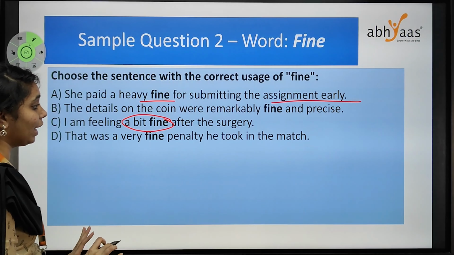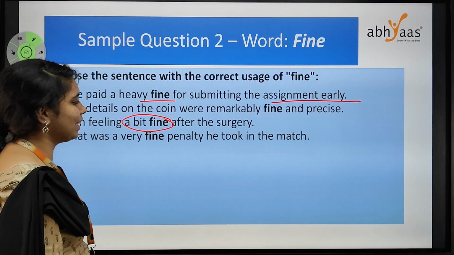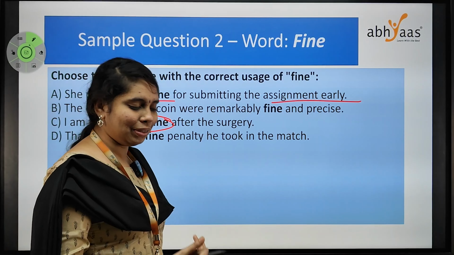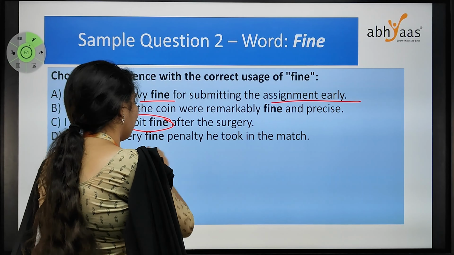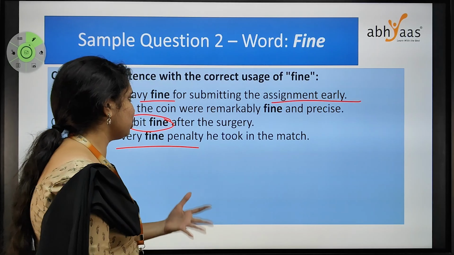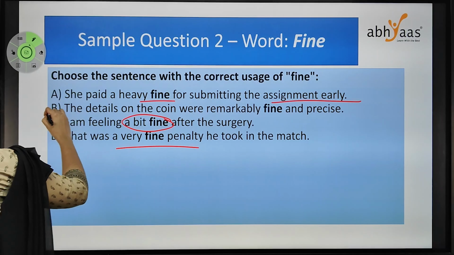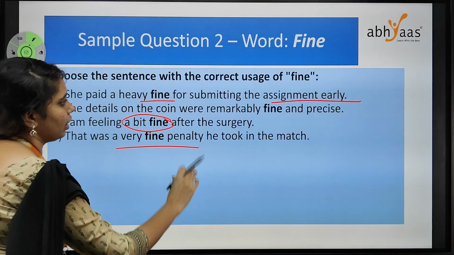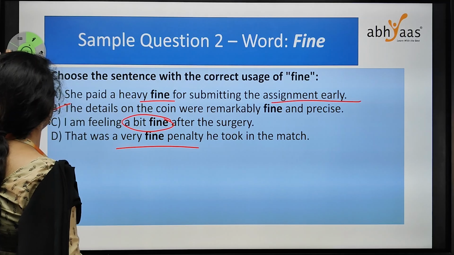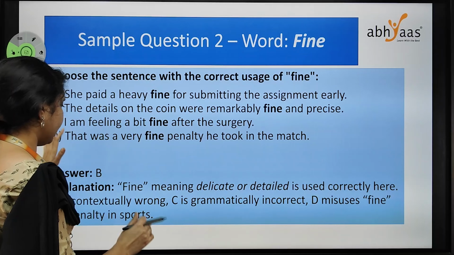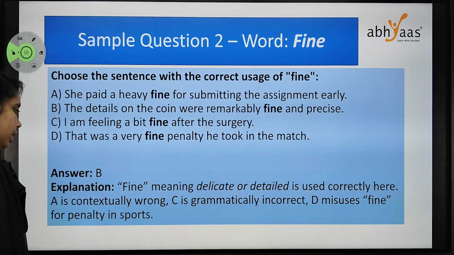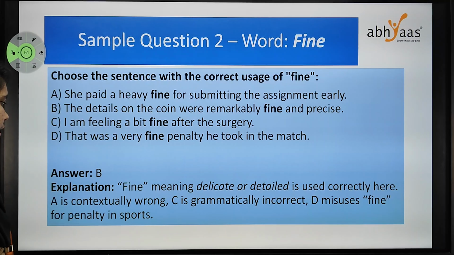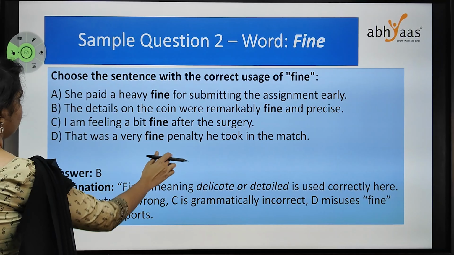That was a very fine penalty he took in the match. Do you say fine penalty? You can either use fine or you can use penalty. How can you combine both the words? So it's very clear here. It should be B. Here, fine means very detailed, very delicate and detailed, which is contextually correct.